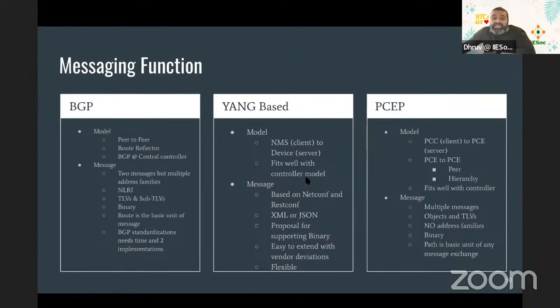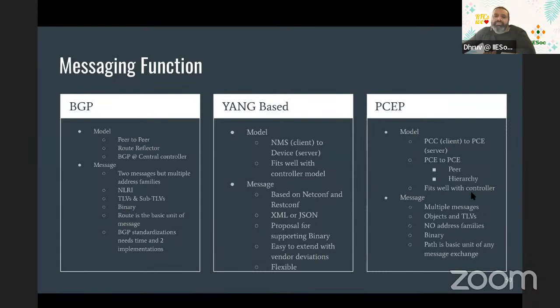In case of YANG-based NETCONF and RESTCONF, basically we are relying on either XML or JSON as our messaging format. There is a proposal to do binary. CBOR is one of them, so that even these protocols can use binary encoding and the sizes of the messages can be reduced. The best thing here is that it's easy to extend, and even vendor deviations are allowed easily in this model, while doing proprietary things in BGP and PCEP protocols can be a little tricky. The flexibility provided by the YANG-based system is one of the key benefits.